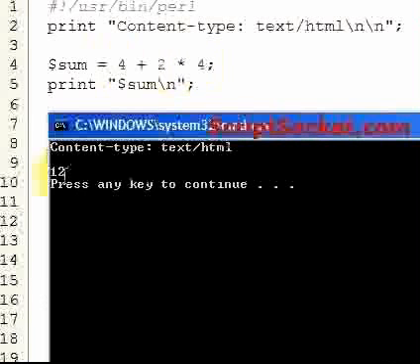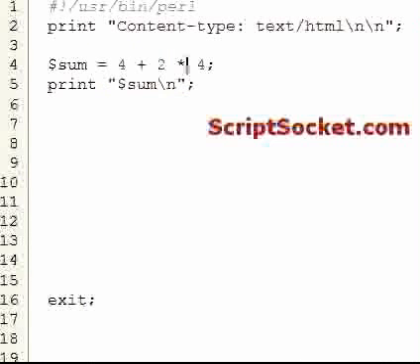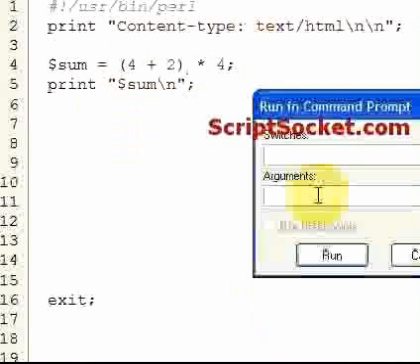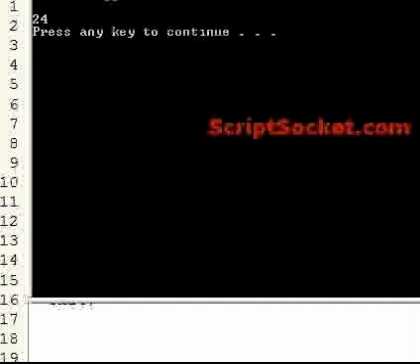Now if we don't want to have that, we can put the 4 plus 2 in brackets. So the 4 plus 2 will get acted on first, so 4 plus 2 is 6, and then it will multiply 6 by 4 to give us the result of 24. So that's because of precedence.